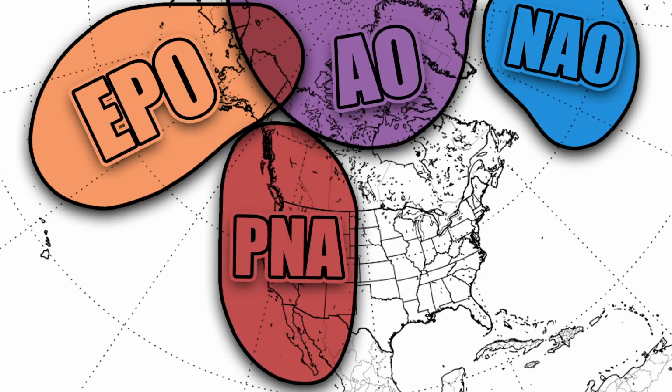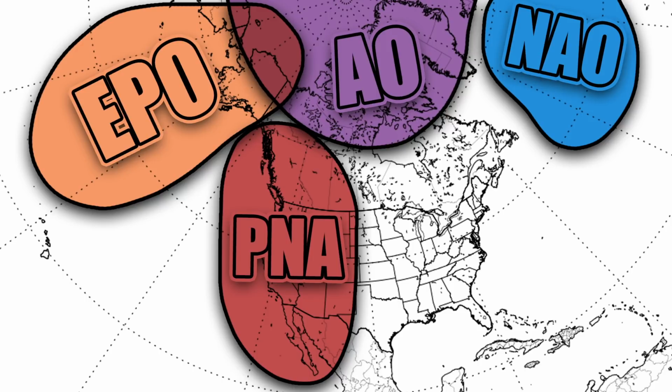Now, here are the areas that this all affects. So the EPO out in the orange, the PNA in the red, the AO in the purple, the NAO in the blue. So those are the different areas that it measures. For example, if the PNA is very warm, that correlates with a warmer western United States. And we all know when you have warm in the west, you usually have cold in the east, because that cold air has to go somewhere. If it's not in the western United States, it's likely in the eastern United States.